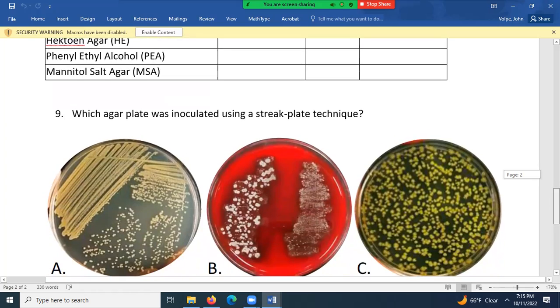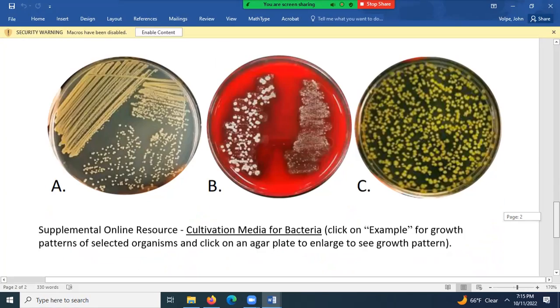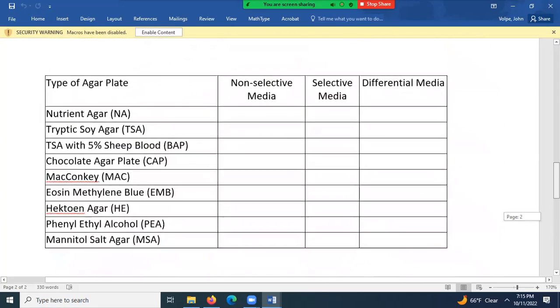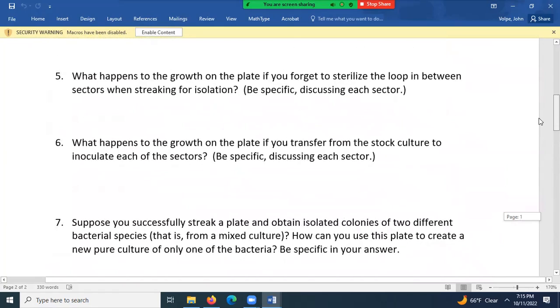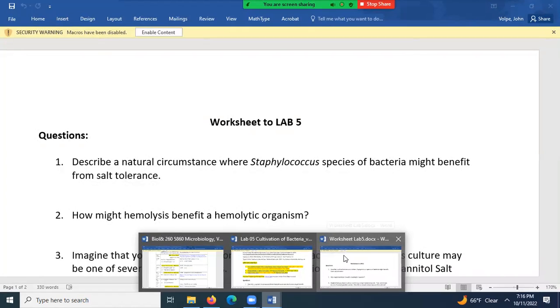And then 9, which plate here? I use the streak plate method to isolate single colonies. So A, B, or C. Let me briefly come back to the media. There was something I wanted to talk about with the media. I think I'll talk about it in the lecture.